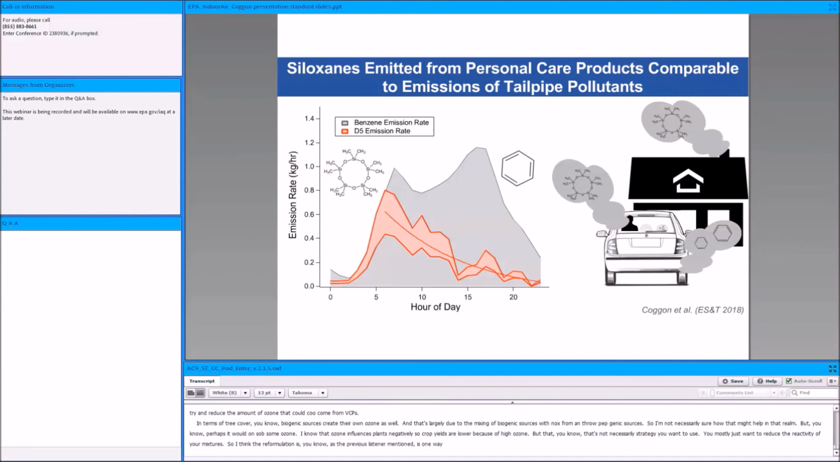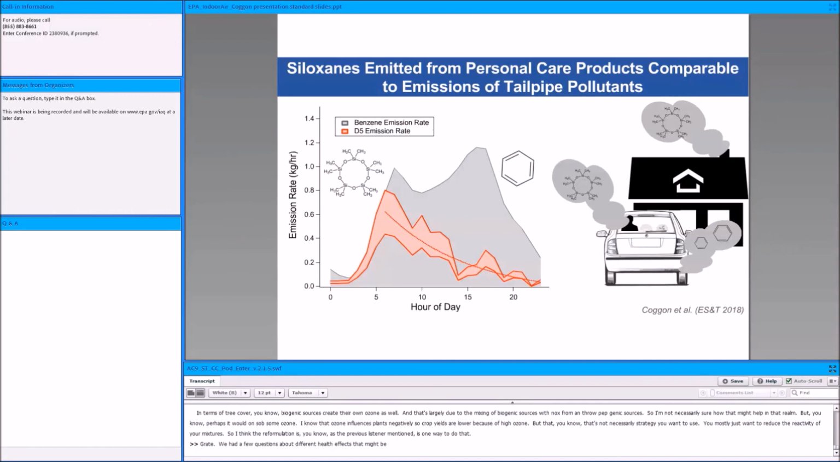Great. We had a few questions about different health effects that might be associated with exposure to VOCs or VCPs or potentially ozone. Could you talk a little bit about those potential health effects? Yeah. Were there any specific ones related to? Well, I guess I could talk more generally.